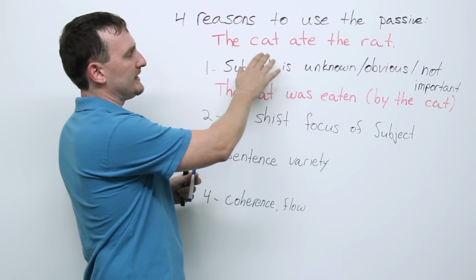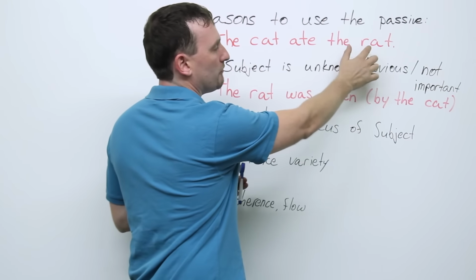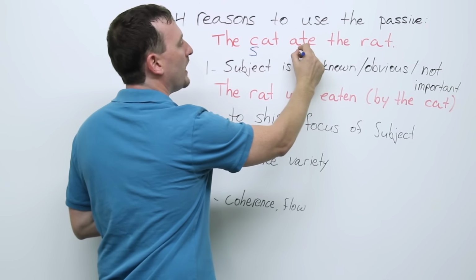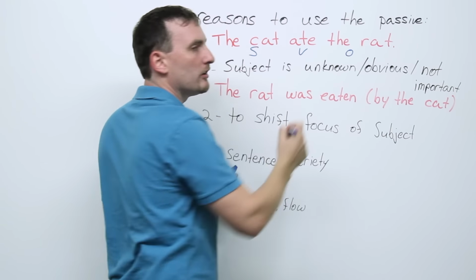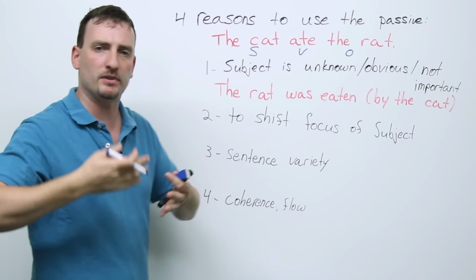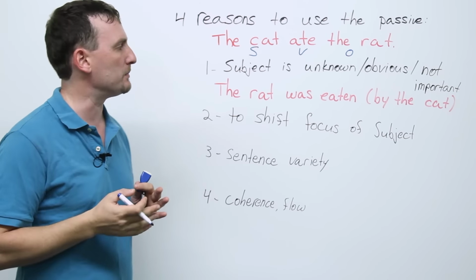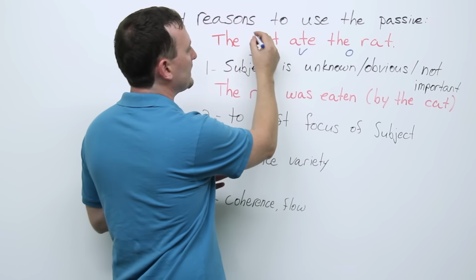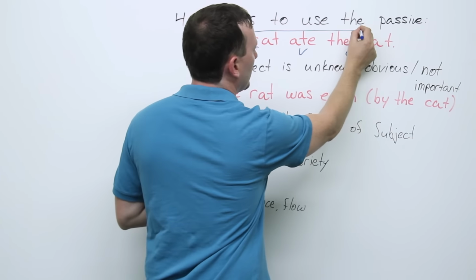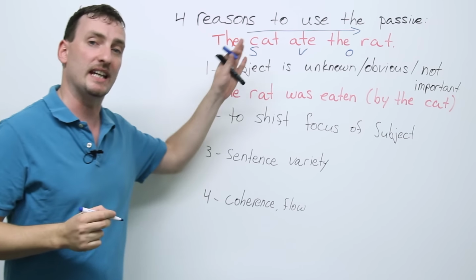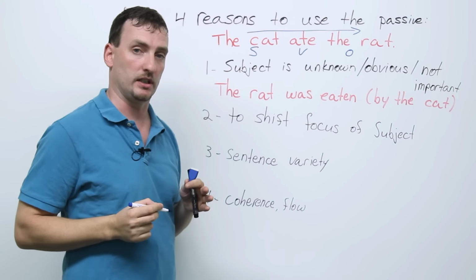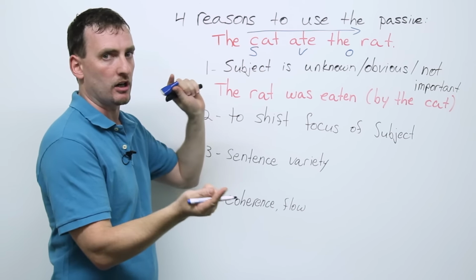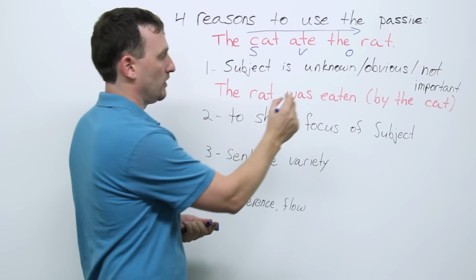So if we look at a basic sentence, the cat ate the rat. Okay, very easy. We have our subject, we have our verb, and we have our object. Very simple, everybody knows this, no problem. What we have to remember is that in this sentence, the subject is doing the action to the object. Good. In a passive sentence, we are reversing this order, okay?